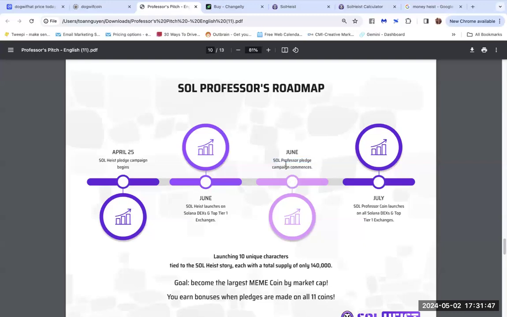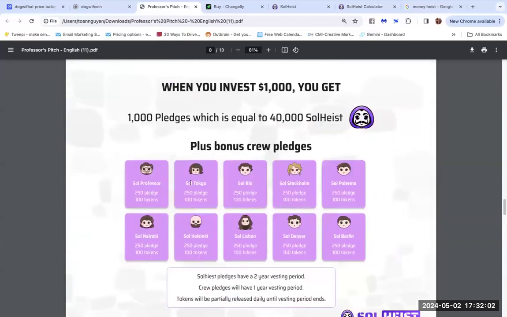But here's when it gets interesting. 30 days later, the Sol Professor coin launches on the Solana exchanges and on top tier 1 exchanges. And in the same month, in July, the Sol Tokyo pledge campaign begins. Guys, they're going to do this every 30 days. 30 days in, the Sol Professor pledge goes in, and then 30 days later, it hits the exchange. At the same time, the Sol Tokyo pledge begins. 30 days later, it hits the exchange. At the same time, the Sol Rio pledge begins.